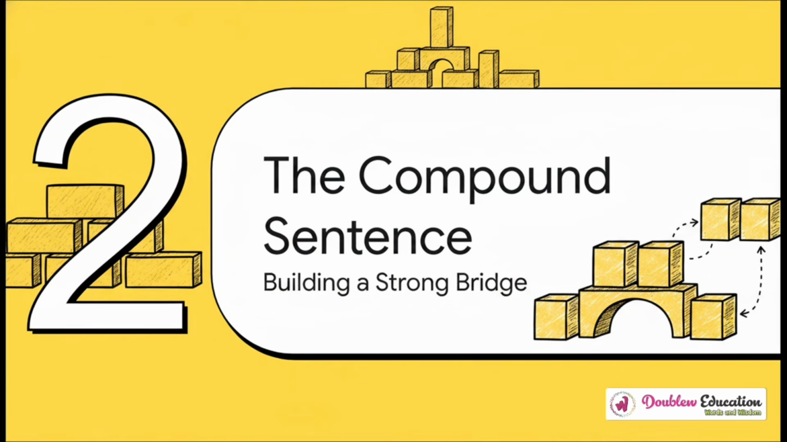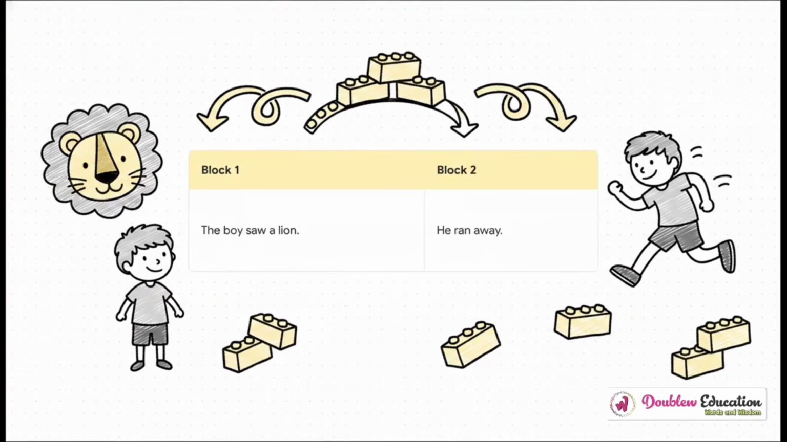Okay, architects, a single block is pretty cool, but you know what? The real fun starts when we begin connecting them. Let's see how we can build something even bigger and way more interesting. So check this out. We've got two separate strong blocks here. The boy saw a lion. Yep, that's a complete thought. And he ran away. That's also a complete thought. Both of them make perfect sense on their own. So the big question is, how do we join them together to tell a better story?